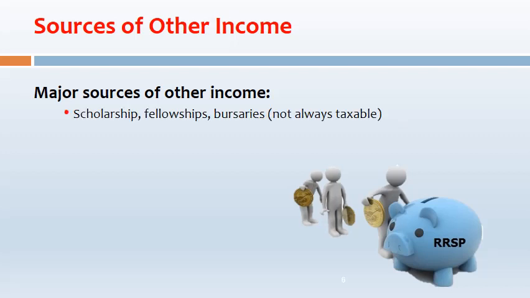Now the first one is scholarships, fellowships, and bursaries. While it is true that technically these are supposed to be included in income, they're not always taxable. They're actually subject to a lot of exemptions, and I'll talk about those in the next slide. I just want you to know that yes, in fact, they are other income. They're definitely not employment, business, property, etc. The next major source here is pension benefits.